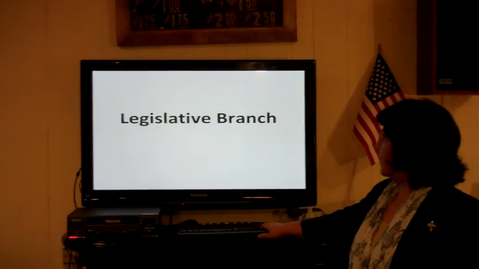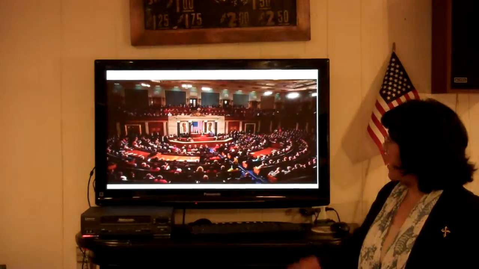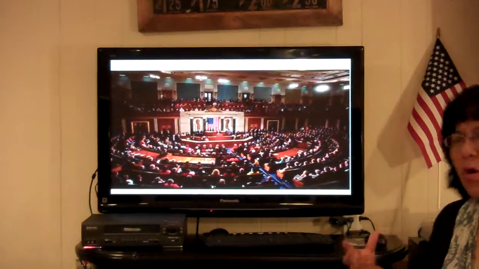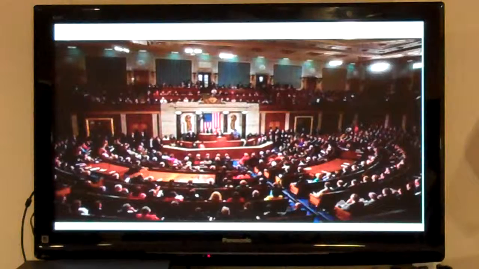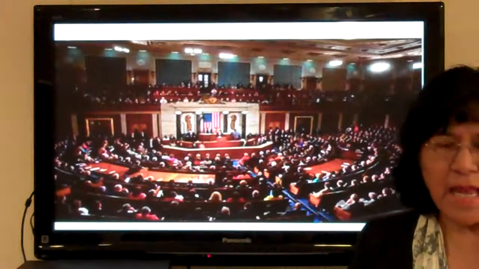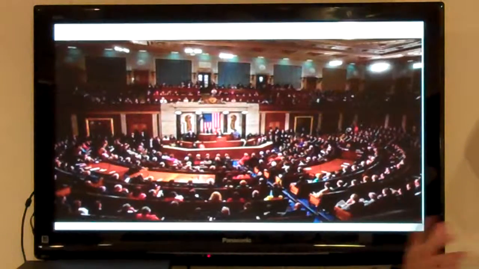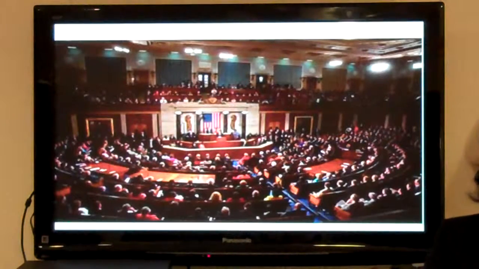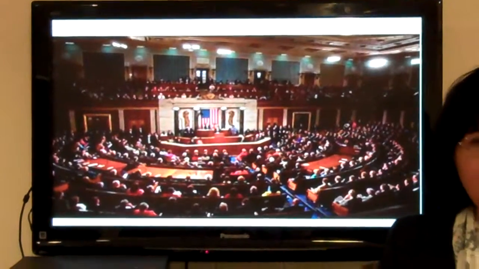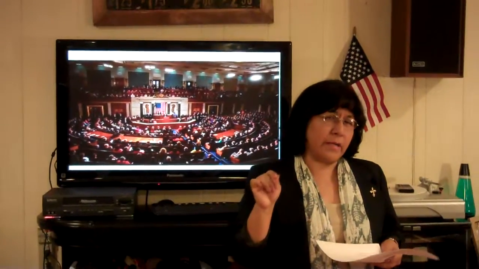Specifically, the legislative branch, let's review. This is a picture of how Congress gets together. You have the senators on one side, and the representatives, and they talk and they get along. That is the beauty of this country, that even though they have different parties, and we'll touch a little bit about the parties in this country.